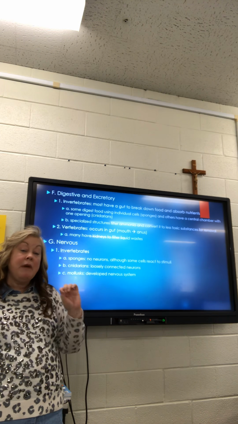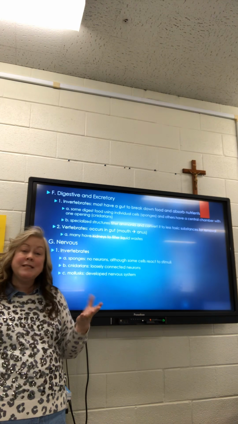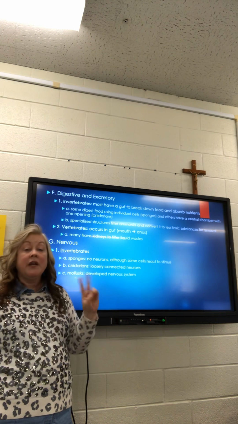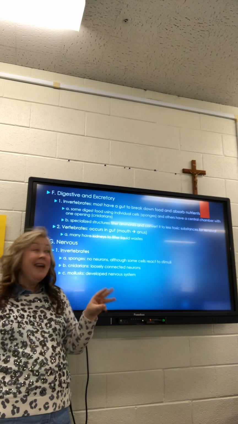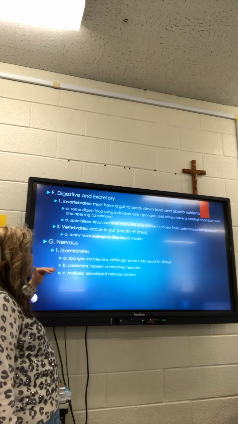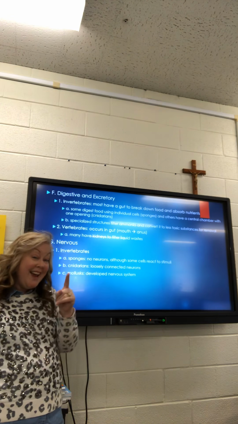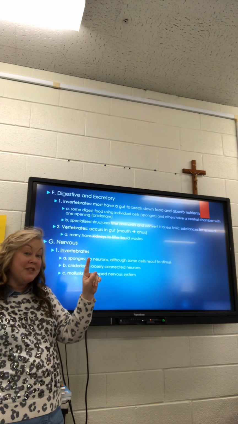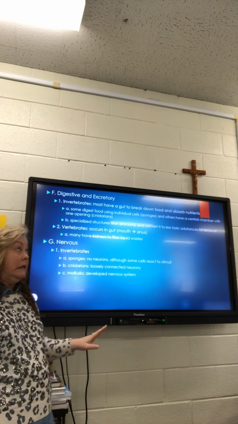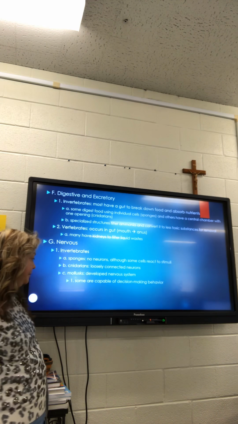Mollusks. The word mollusk comes from the word mollusca, which means soft body. This is everything from the octopus, the cuttlefish, the squid, even the clams and oysters of it all. These things do have well-developed nervous systems. And I don't know if we were ever talking about octopuses, they are even capable of decision-making behavior. Ooh.